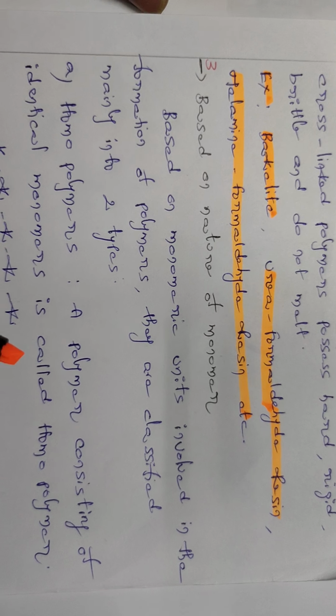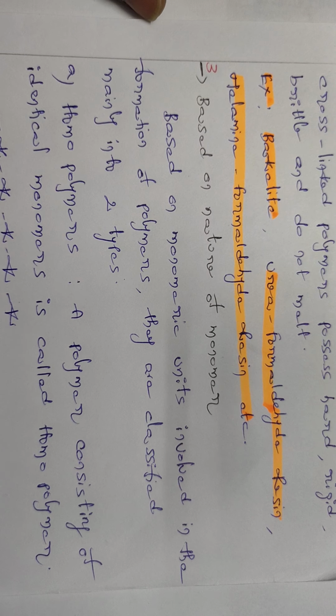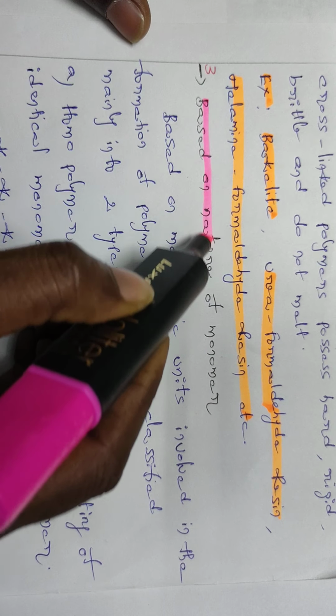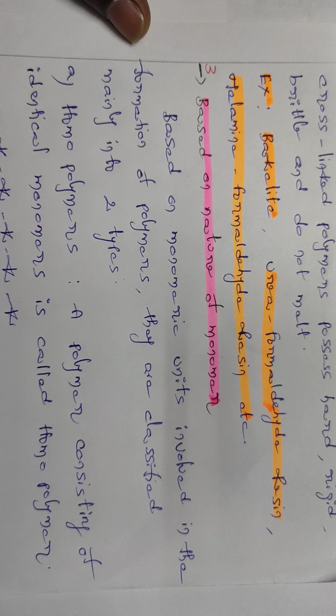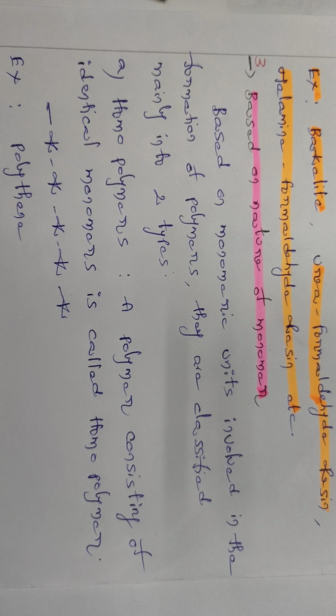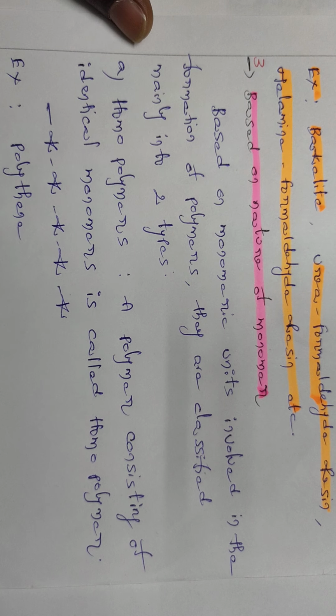And then the next classification is based on nature of monomer. Based on nature of monomer, how are the polymers classified? Based on monomeric unit, polymers are mainly classified as two types: homopolymers and heteropolymers. The first one is homopolymer.